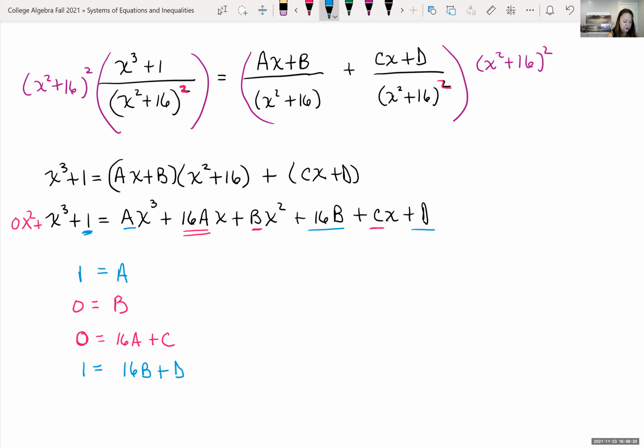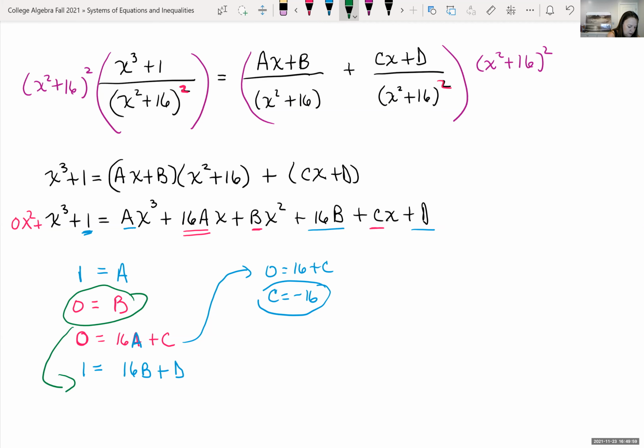Okay, we can just do direct substitution right away. We know that a is 1. So that third equation we have 0 equals 16 plus c. So c is negative 16. If we go back in and plug in 0 for b into the fourth equation, we get that 16 times 0, 0 plus d is d. D is equal to 1.